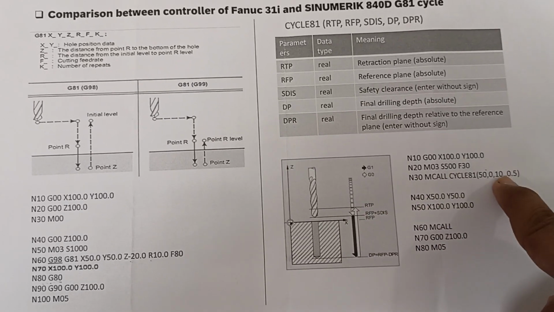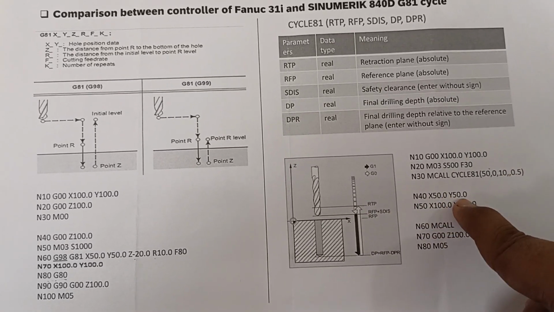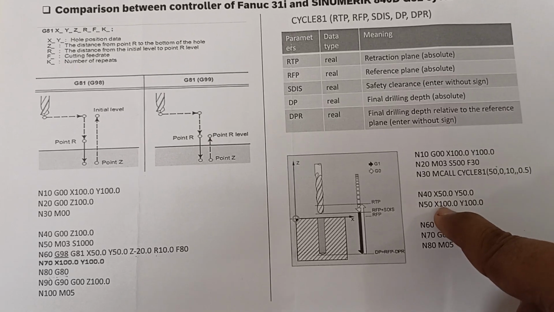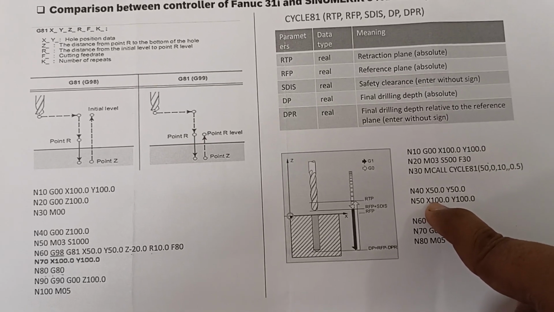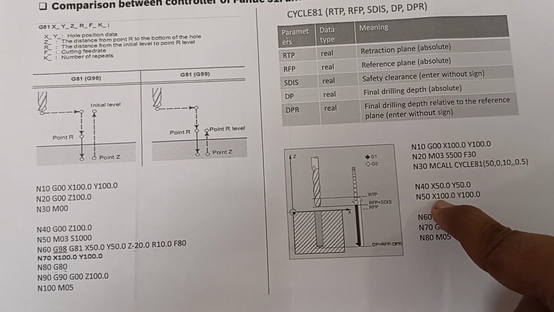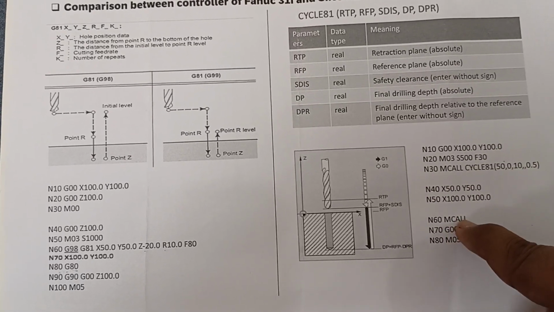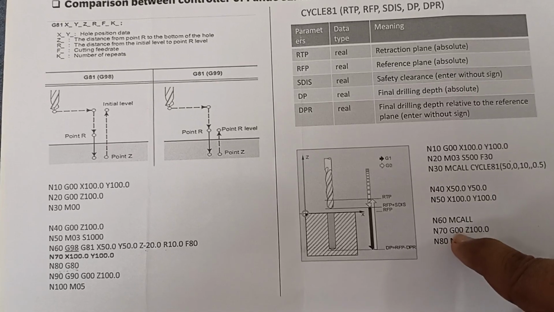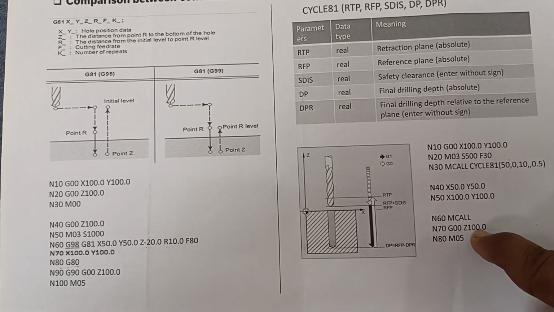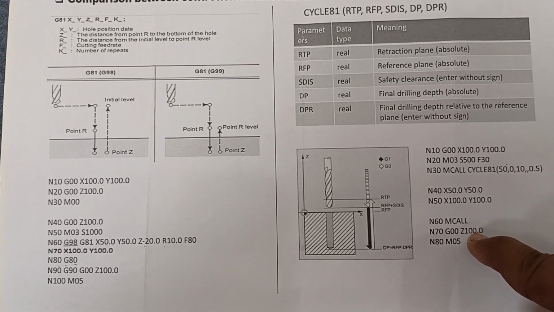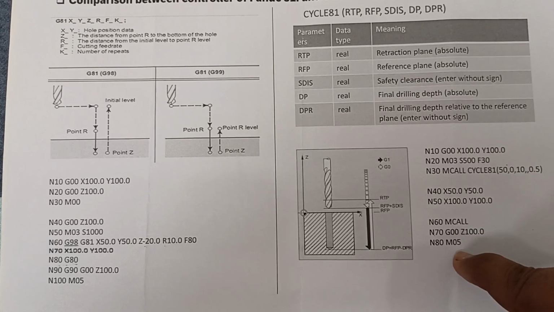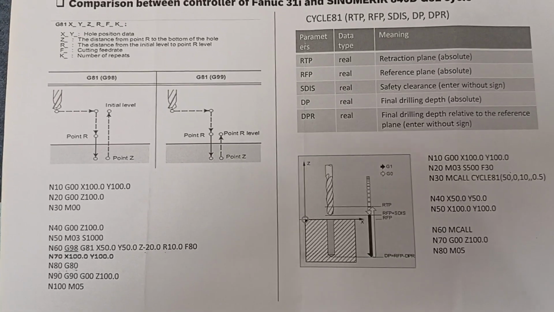So I mentioned 0.5. This is X and Y, the hole positions. The next hole position is X100 and Y100. After drilling, MCALL is the cancellation of the cycle. Z100 is the tool safe position, and M05 is the spindle stop.